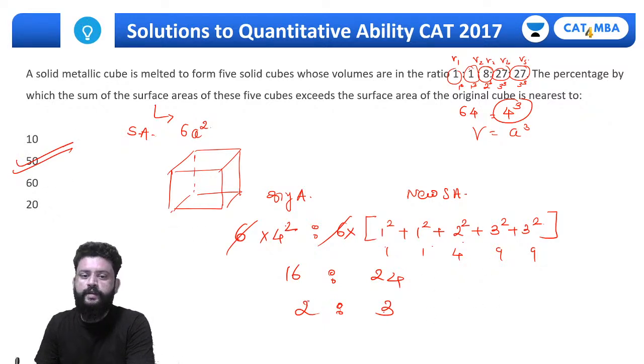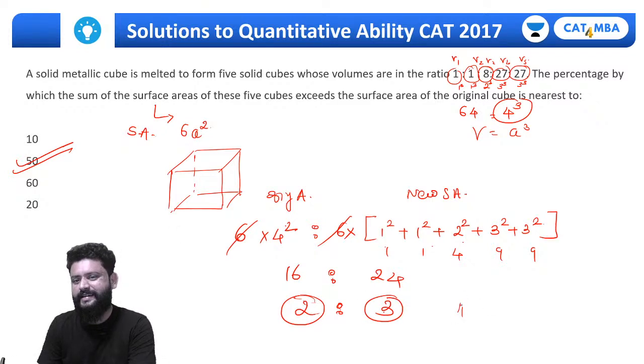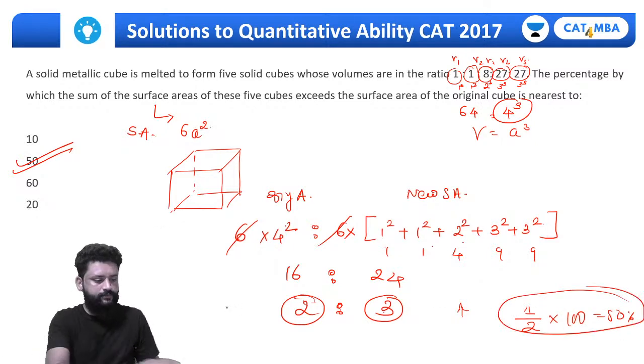50% increase कैसे आया? अगर पहले surface area 2 था तो अभी 3 हो चुका है. So there is an increase of 1 compared to 2. 1 by 2 into 100, that comes out to be 50%. That was an easy question.